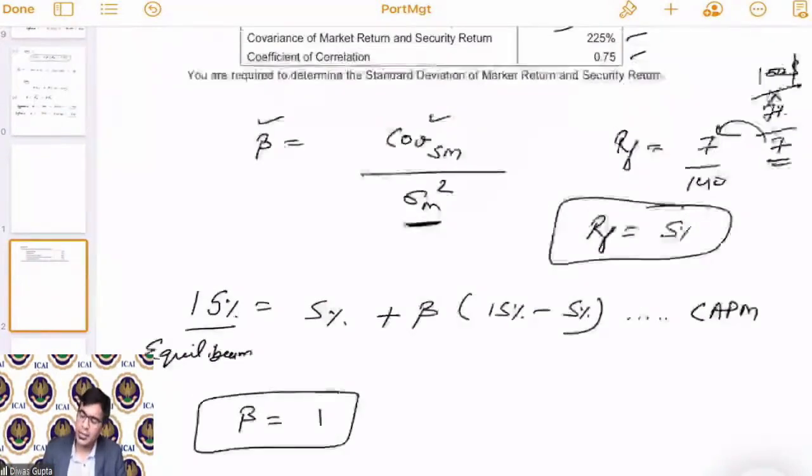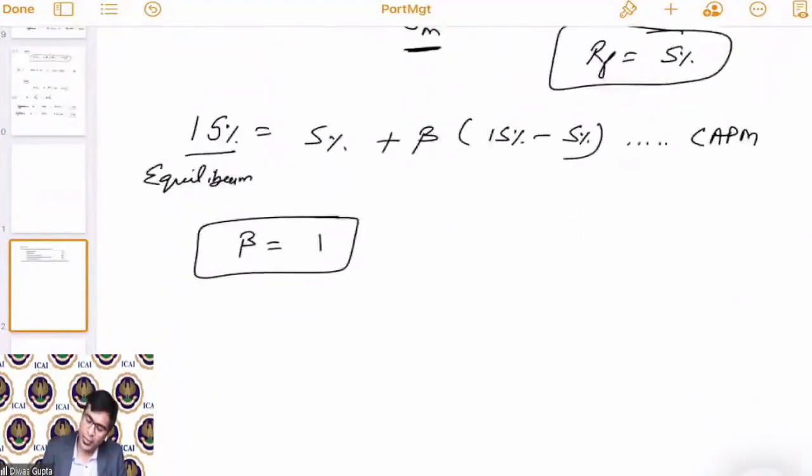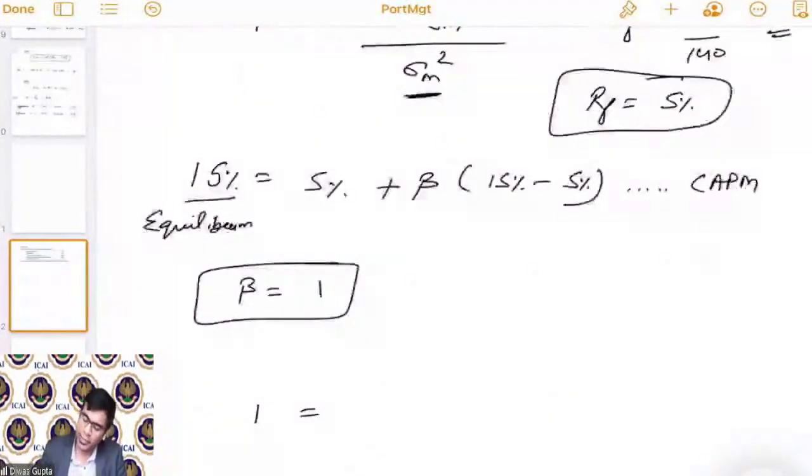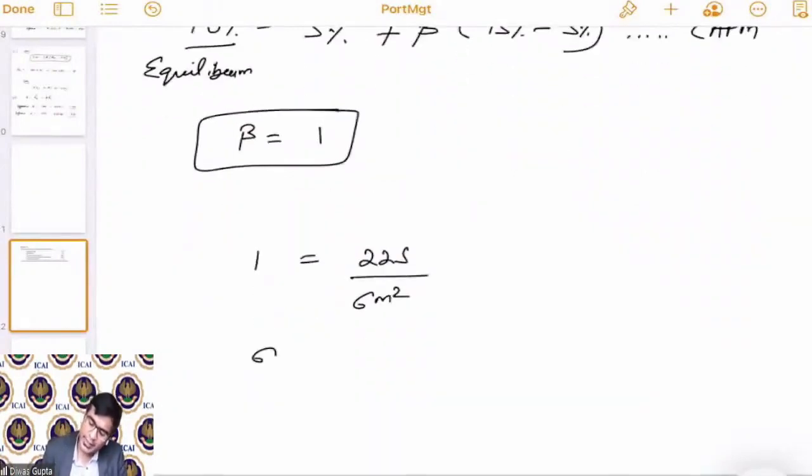Now, students, if you replace 1 in the above formula, 1 is equal to the covariance between security and market, which is 225, divided by the standard deviation of market square. Hence, the standard deviation of market is the square root of 225, which is equal to 15%. So the standard deviation of market is coming as 15%.